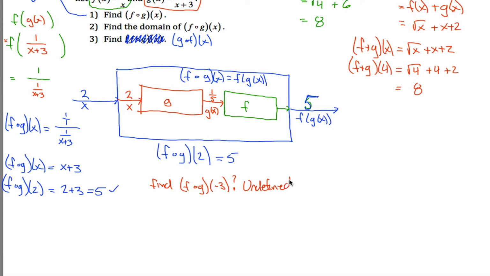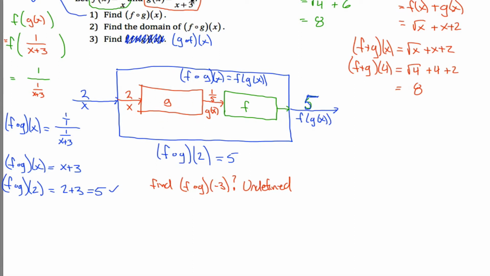Why is that true? Well, you have to be really careful about the domain of composite functions. You have to be really careful about what numbers you're allowed to put into these functions. Think about going back to this flowchart. If you took -3 and tried to throw it in, it would go into this function in red right here.